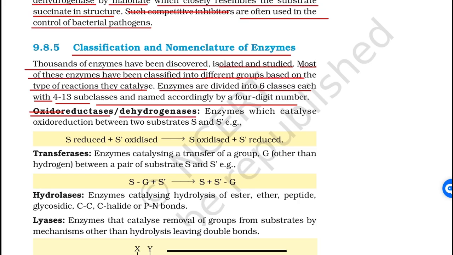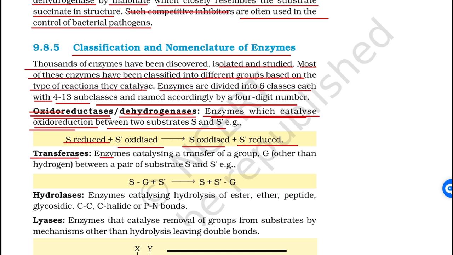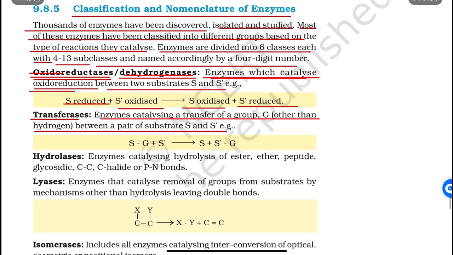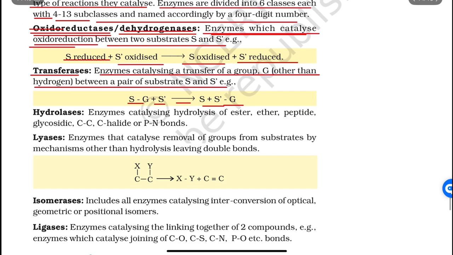Oxidoreductases or dehydrogenases: enzymes which catalyze oxidoreduction between two substrates S and S dash. Example: S reduced plus S dash oxidized gives S oxidized plus S dash reduced. Transferases: enzymes catalyzing a transfer of a group G other than hydrogen between a pair of substrates S and S dash. Example: S minus G plus S dash gives S plus S dash minus G.